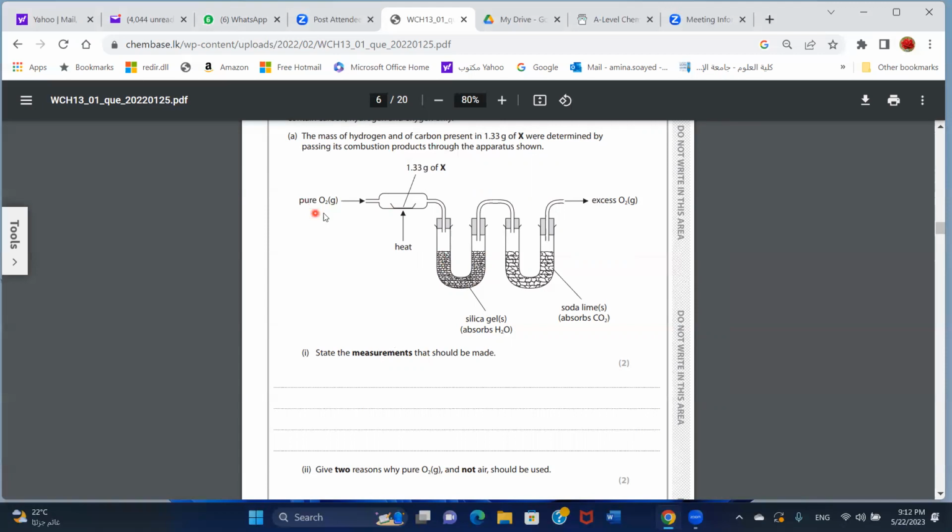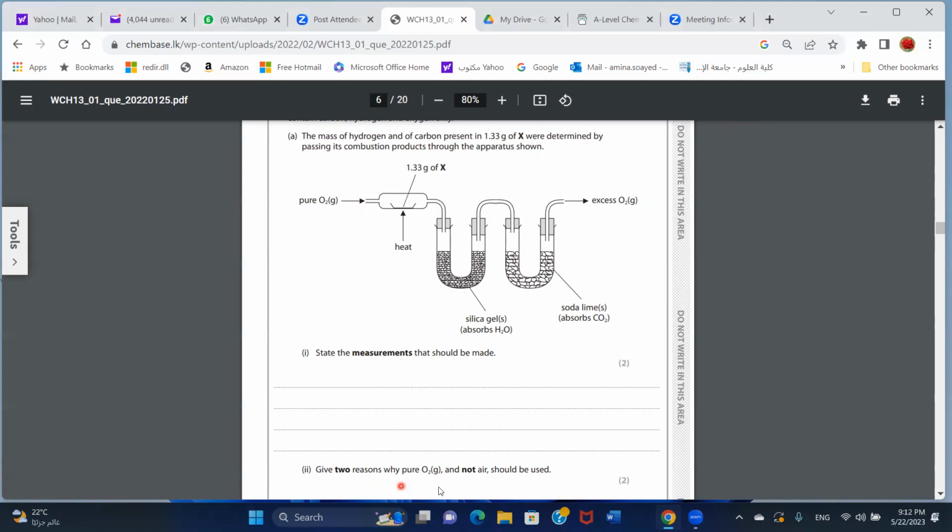If we use air instead of pure oxygen, it contains water vapor. And the water vapor will be collected here in the silica gel together with the water that we get as a combustion product from the organic compound, isn't it? And what else? Can carbon dioxide be collected too? Yes, excellent. The air also contains carbon dioxide. And so the carbon dioxide will pass and collect here together with the carbon dioxide that is formed during the combustion of the organic liquid, isn't it?